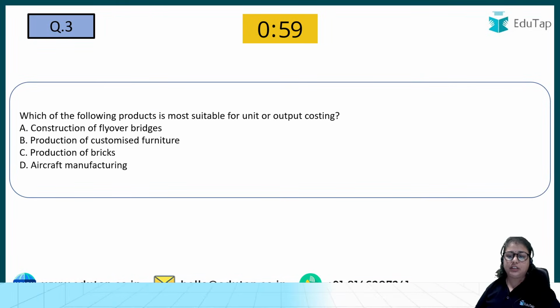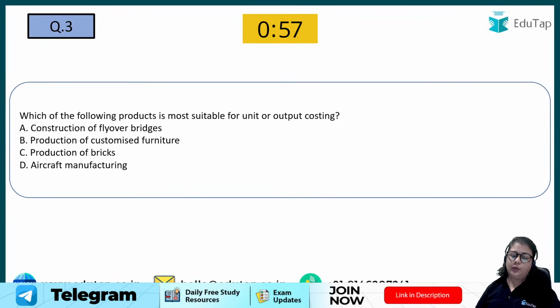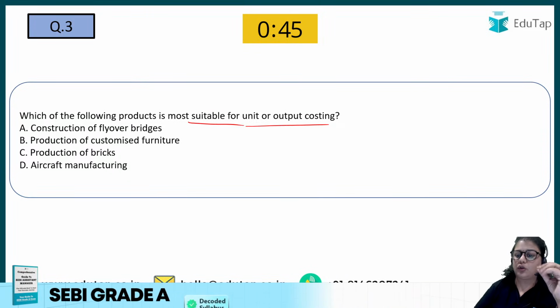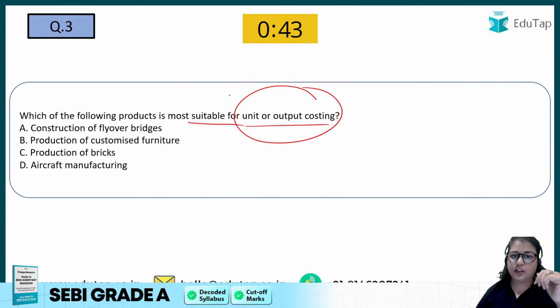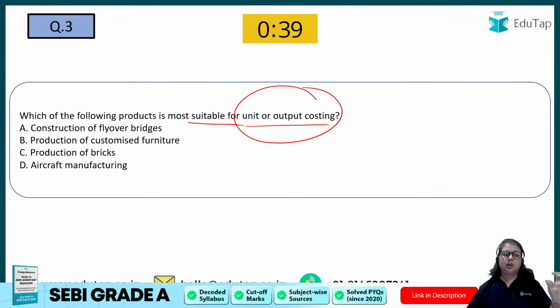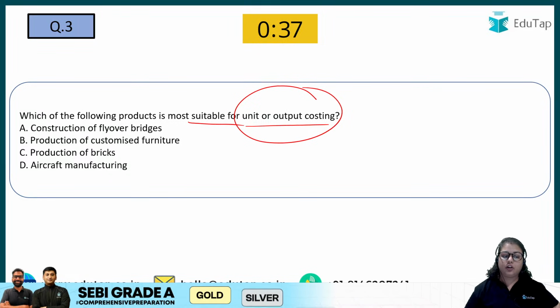Moving on to question 3, which of the following products is more suitable for unit or output costing? These types of questions can mainly be expected in the SEBI Grade A examination, wherein you should know the features of all the methods of costing, and then you have to find out whether the options given to you are suitable or not.